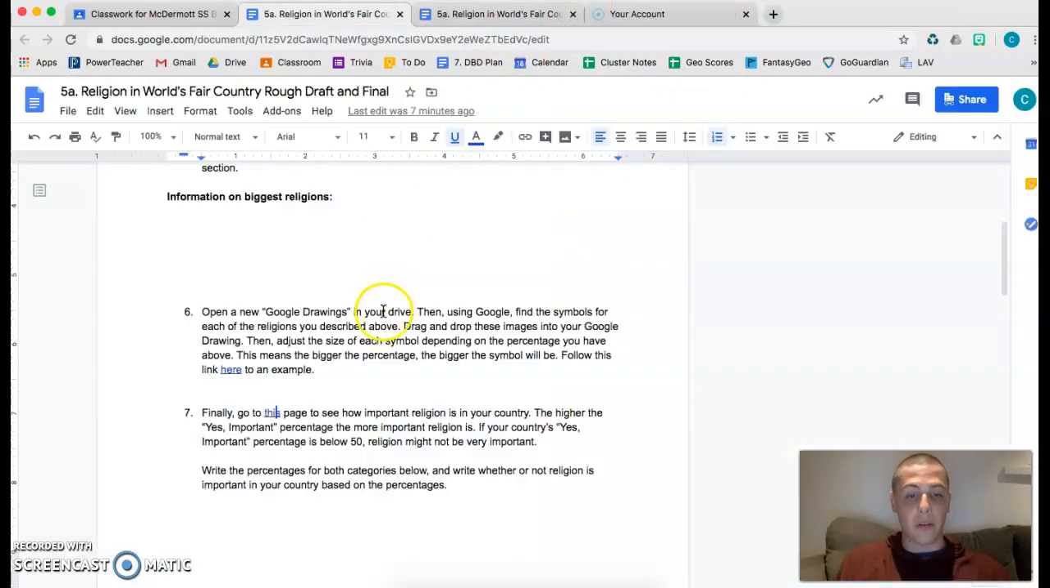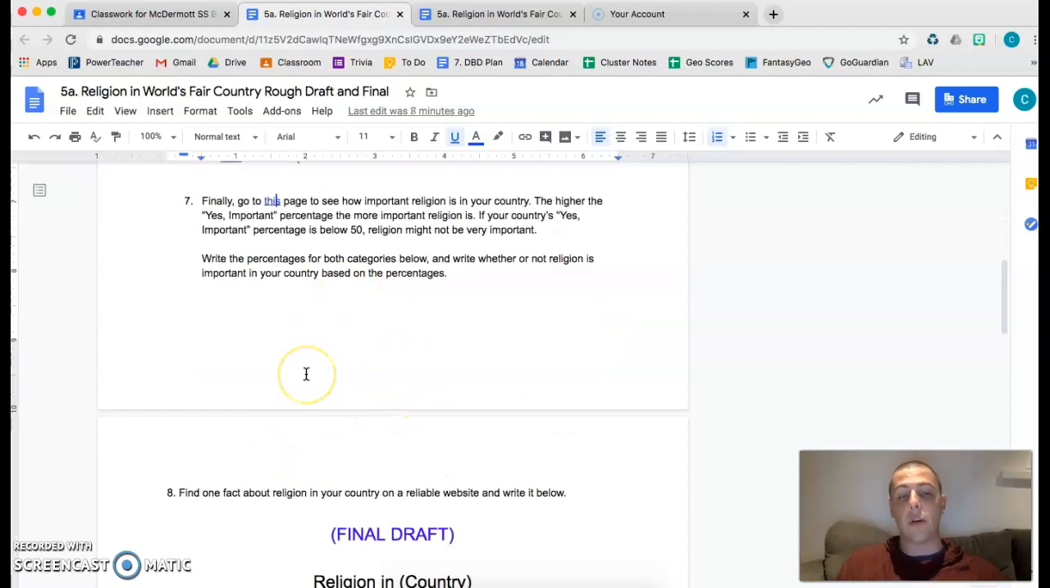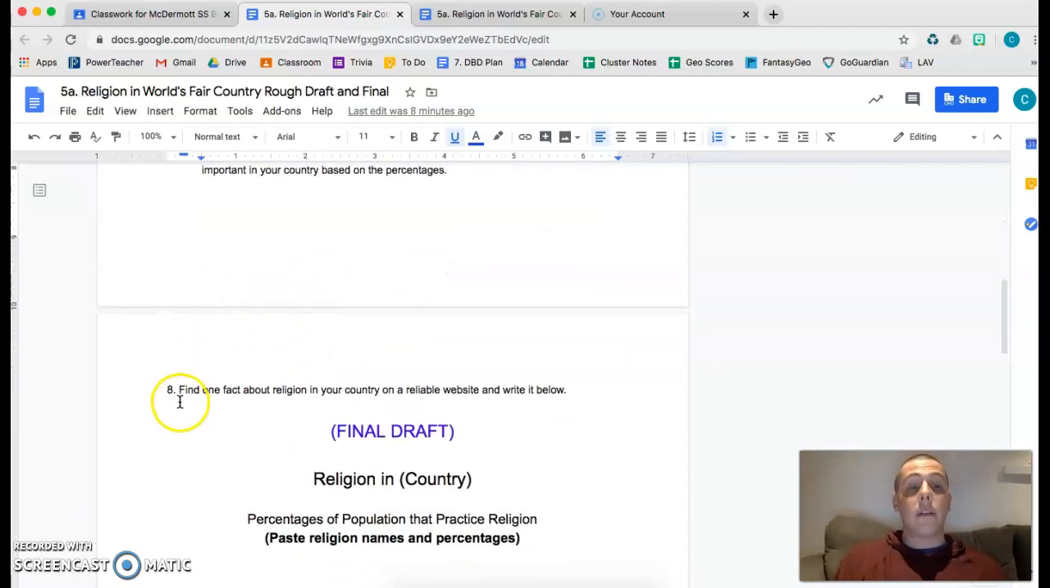And then you're following the rest of the directions on here, pasting the information where it needs to go. For number 8, it says, find 1 fact about religion in your country on a reliable website and write it below. So this one is not about Christianity in general or Islam in general. This is about what religion is like in your country. You don't need to go anywhere crazy to find this information. If you just look up religion in whatever your World's Fair country is, you should be able to find a reliable website that has some information on it. You can even use the CIA World Factbook. There might be something in there.